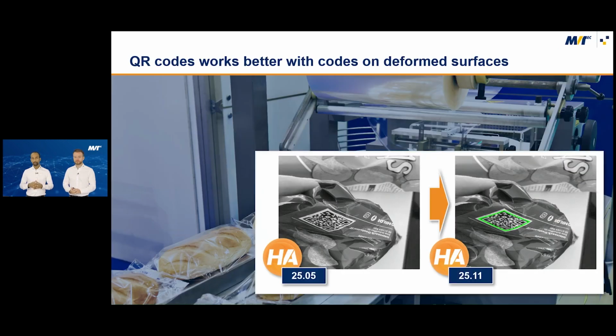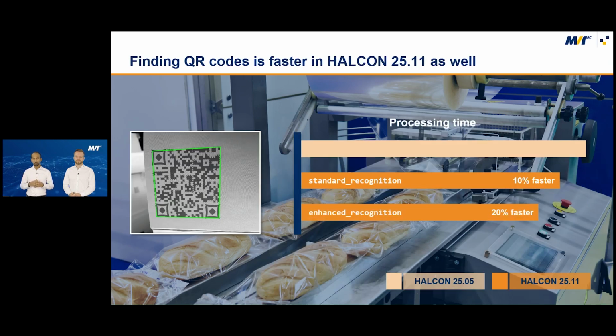When it comes to QR codes, there are two new improvements. Firstly, the detection of QR codes on deformed and curved surfaces has improved significantly from the previous version. So with a better method to find code candidates in the images, especially for codes that are slightly deformed, the recognition rates have improved significantly. But that's not it. The speed of code recognition has also increased dramatically.